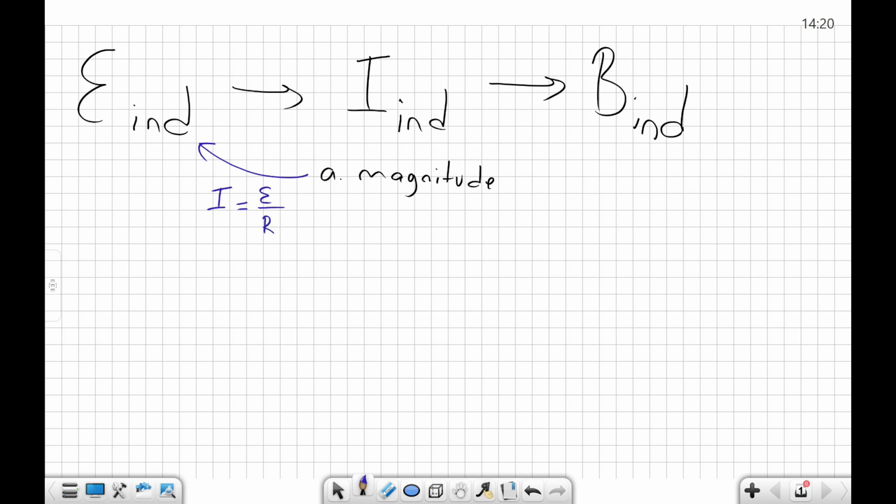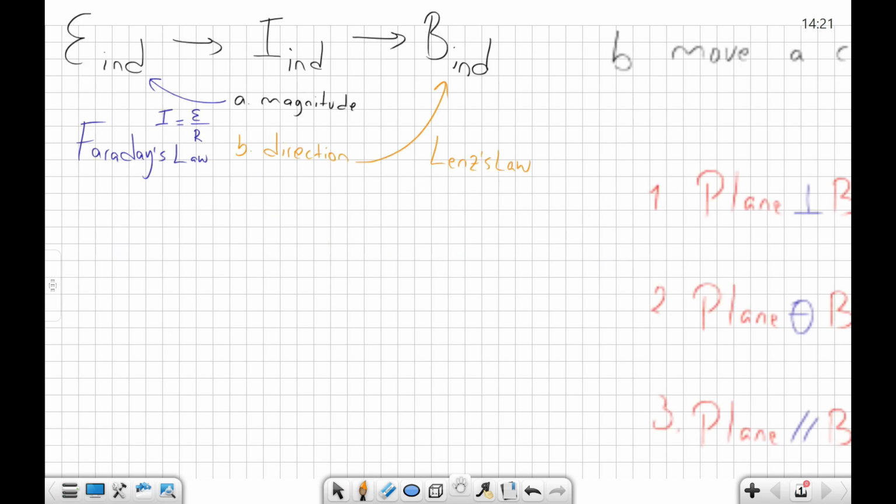But how can I find induced EMF? By using Faraday's law. Faraday's law helps us to find the magnitude of the induced EMF. What about direction? If I want to find the direction of the induced current, how can I find it? By finding the direction of the induced magnetic field too. That's also found by using Lenz's law. Let's talk about Lenz's law.